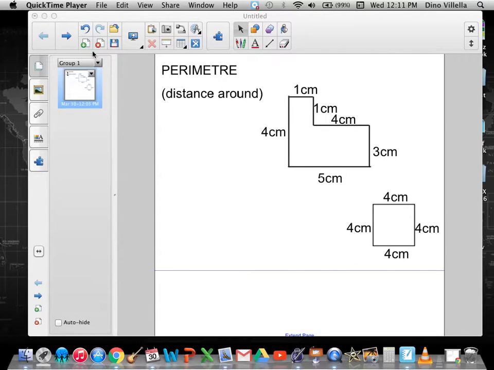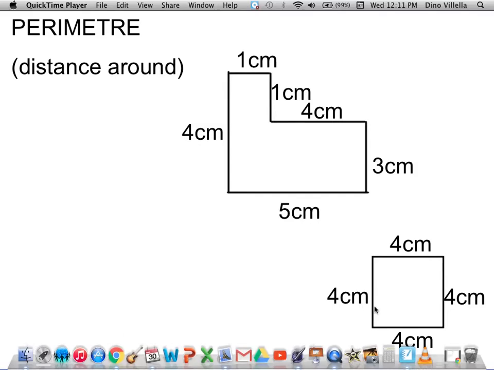All right, this is our next flip video for March 30th. And what we're going to be looking at in today's lesson is perimeter. Okay, so we spoke at length about centimeters and meters and kilometers yesterday and last week. So now we're going to extend our learning with perimeter. We're only going to deal with centimeters right now.